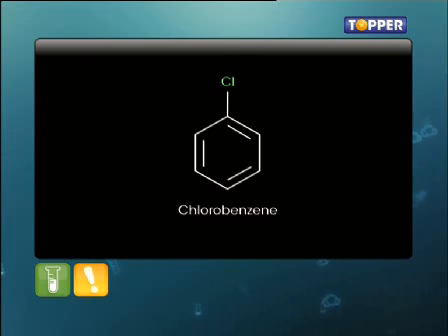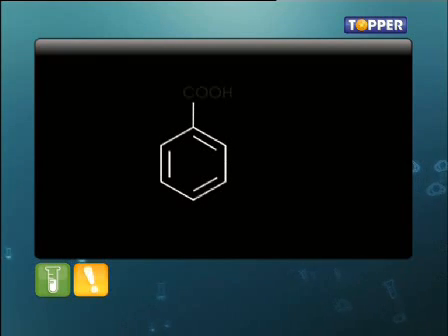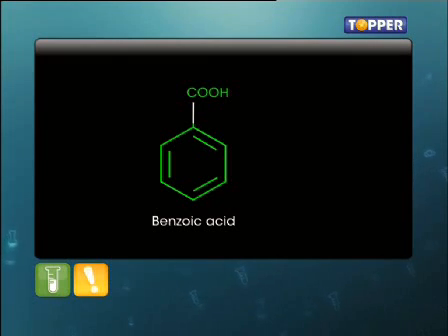In order to name monosubstituted benzene compounds, we take the benzene ring as the nucleus and the groups attached to the ring are the substituents. The name of the substituent is added as a prefix or suffix to benzene. For example, if a chlorine group is attached to the benzene ring, the name of the compound becomes chlorobenzene. And if a COOH group is attached to the benzene ring, the name of the compound becomes benzoic acid.